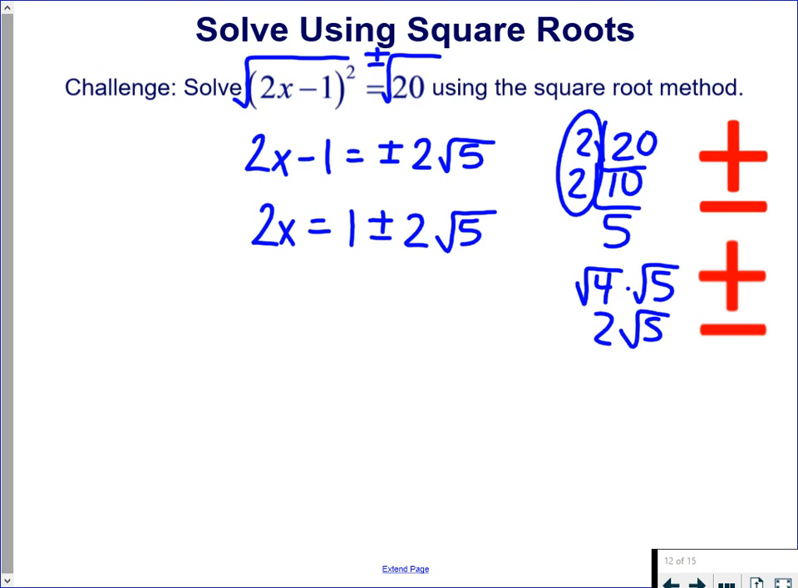You have to consider 2 root 5 is a number. Okay? 2 times the square root of 5 is an actual number. So we can't just add that 1 to it or it'll get really ugly. So we can just put it in front of it. And then the last step is to divide by 2.